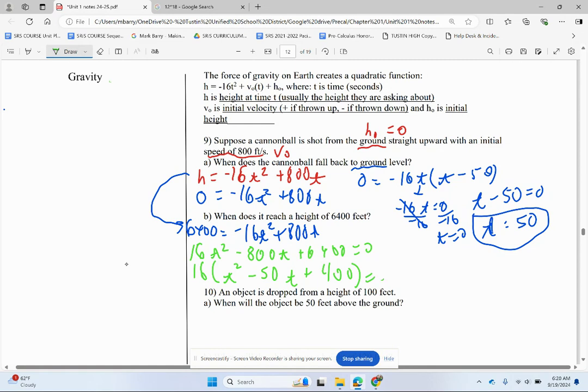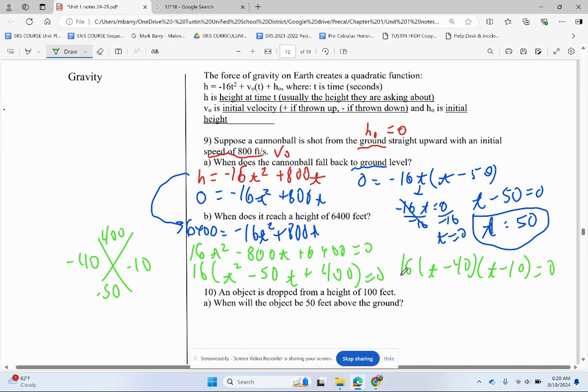And that equals 0. Okay, now we can factor the inside, so I need to think of two numbers that multiply to 400 and add to negative 50. I think that would just be negative 40 and negative 10, right? Yeah, I think that's right. Okay, so I can use this shortcut here since I don't have anything in front of that t squared. I can just call it t minus 40 and then t minus 10 equals 0.